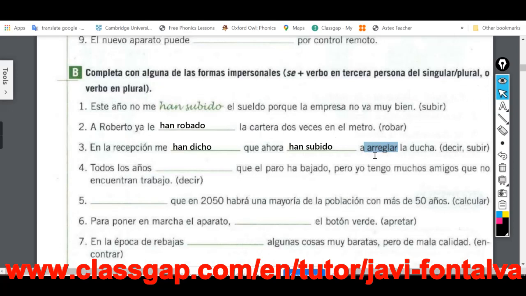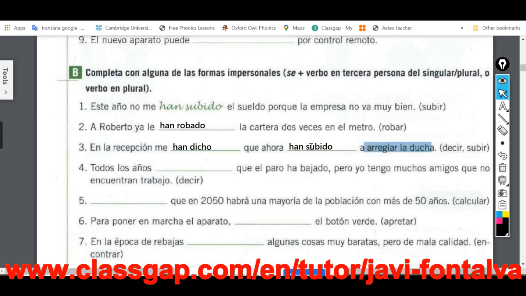Mend, repair, yeah, la ducha. So, a reception. I've been told that in the reception, they are going right now, they are going up to fix the shower.